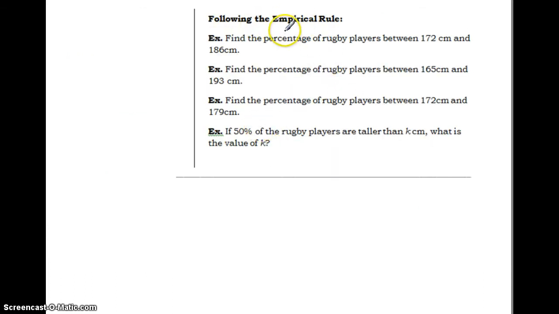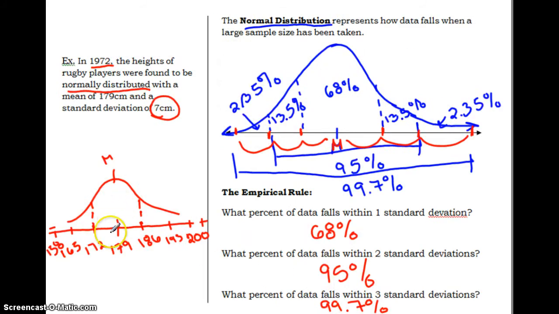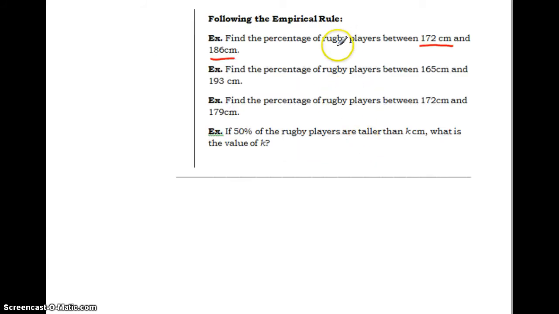So now, looking at our rugby players, find the percentage of rugby players that are between 172 and 186 centimeters tall, because we're talking about their height. So let's look back at our picture. 172 to 186. Here's 172, here's 186. Well, what percentage is from 172 to 186? That looks like we are 1 standard deviation away, so it looks like it should be 68%, and you guys are correct.